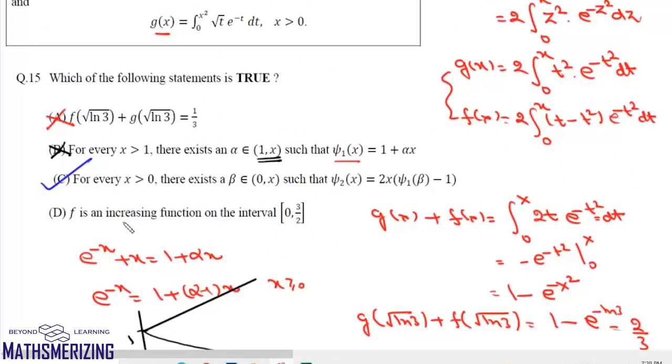And next it says monotonicity of this function f. Now we differentiate this function, we can write f dash x as 2x minus x² e to the power minus x². So we'll get 0 and 1. So this is minus, plus and minus. Now in between 0 and 3 by 2, it is increasing and then decreasing. So that means this option D is also incorrect. So the correct option is option C.